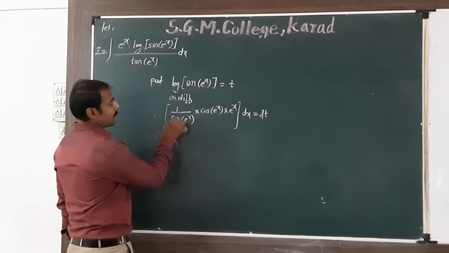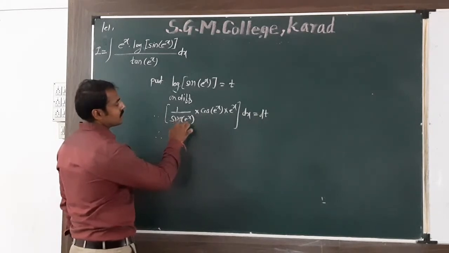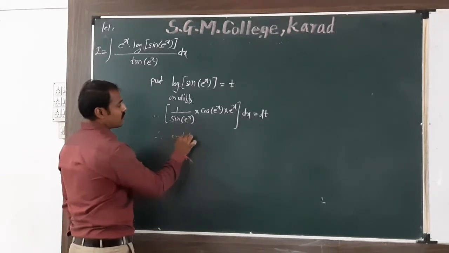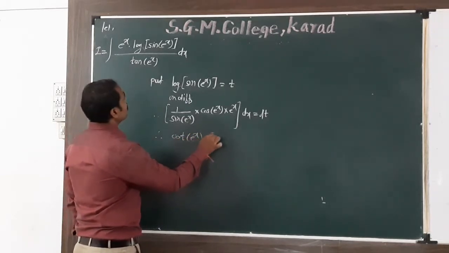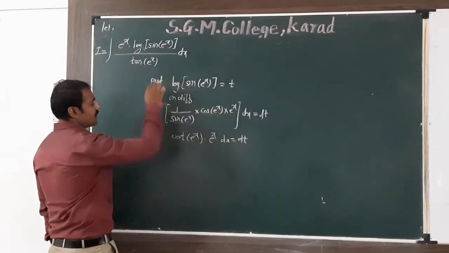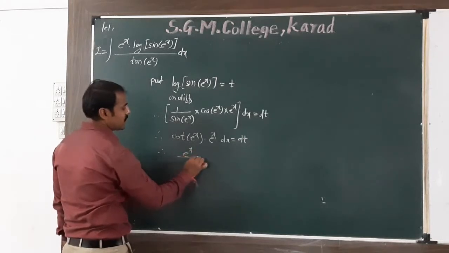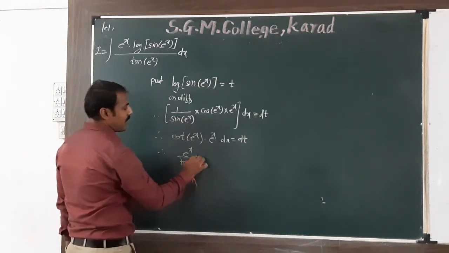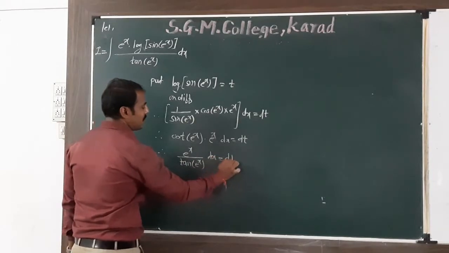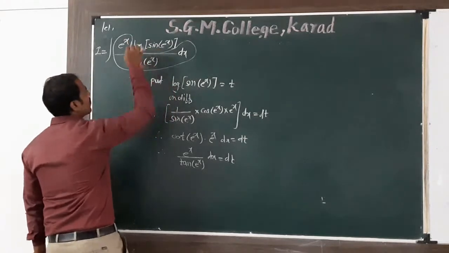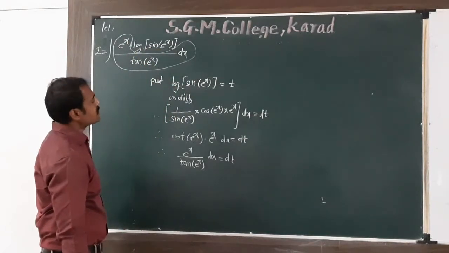Therefore, we know that cos upon sine is cot. So cot of e raised to x into e raised to x dx is equal to dt. But there is the term tan of e raised to x, so I can write this as e raised to x, cot x being nothing but 1 upon tan x. So e raised to x divided by tan of e raised to x, dx, is equal to dt.